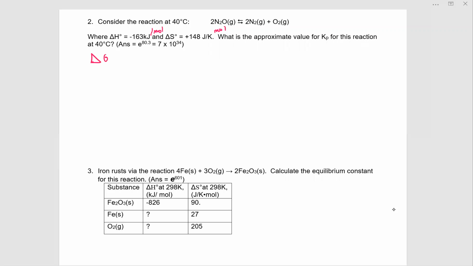Well, remember delta G equals delta H minus T delta S, okay? So what we're going to do is plug the values in that they gave us for delta H and delta S. So that is going to be equal to negative 163 minus, and I've got 40 degrees Celsius, and 40 degrees Celsius is 313. So 313. And now I'm going to be multiplying it by delta S. And I have to remember to turn this into kilojoules.